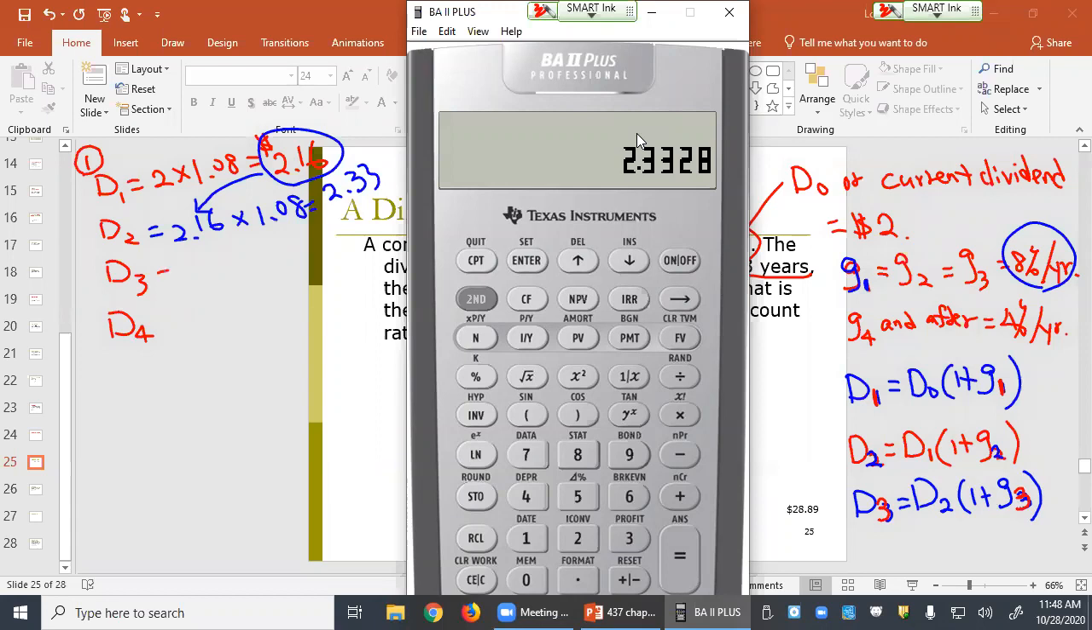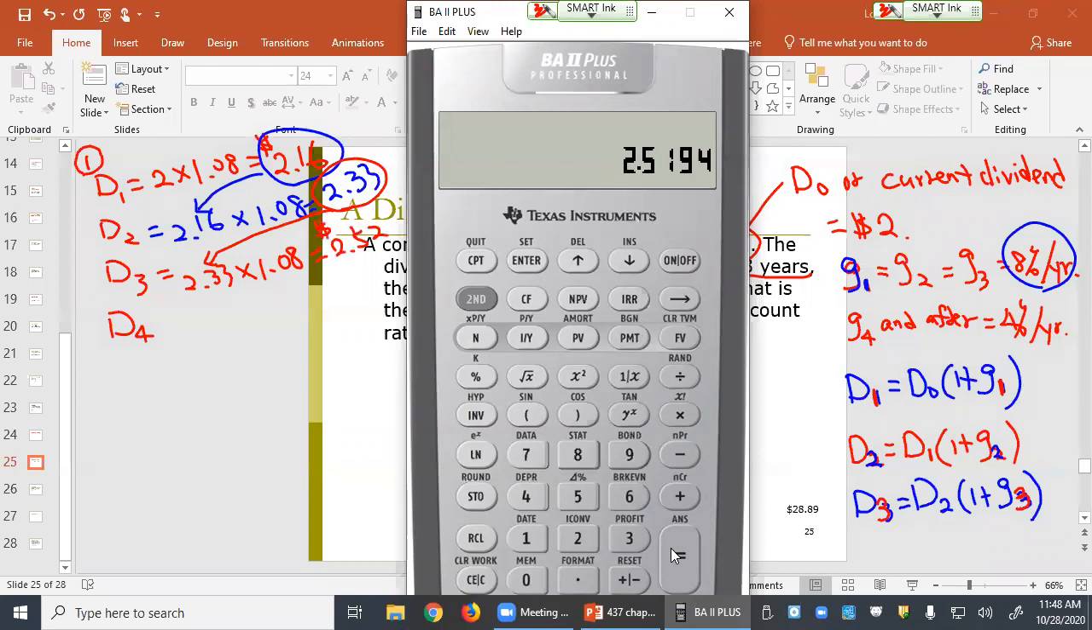So my D3 is equal to D2. My D2 is this number, $2.33, multiplied by 1.08, since my G3 is 8%. So I'll go ahead and use this output times 1.08. And that will give me $2.52.